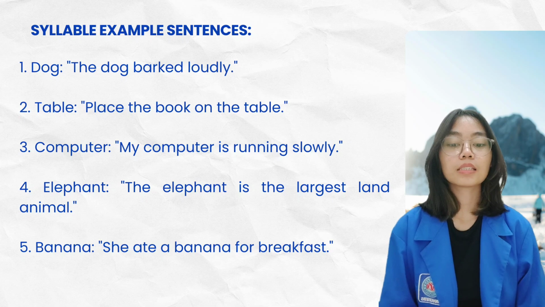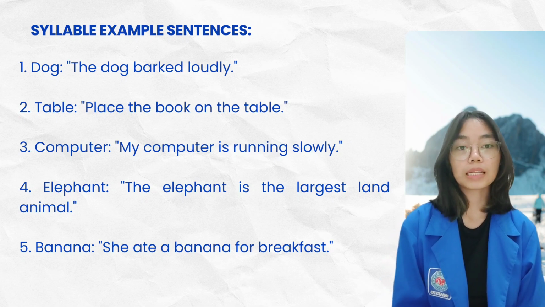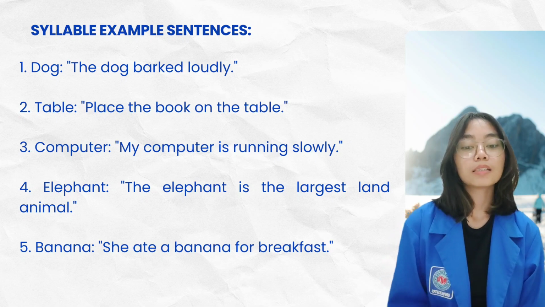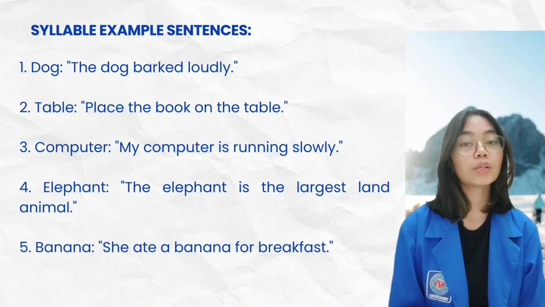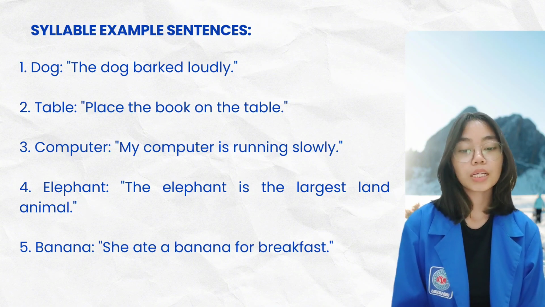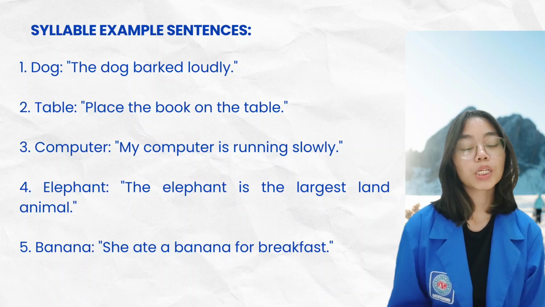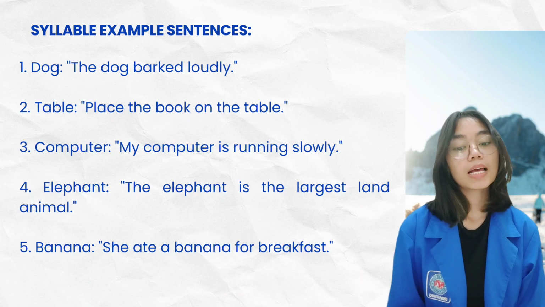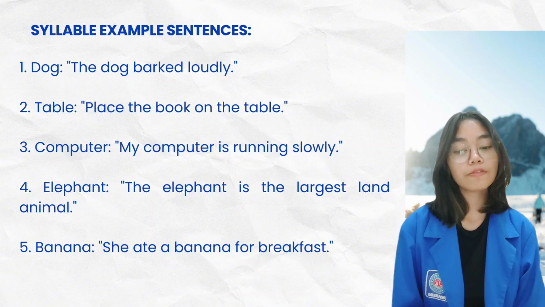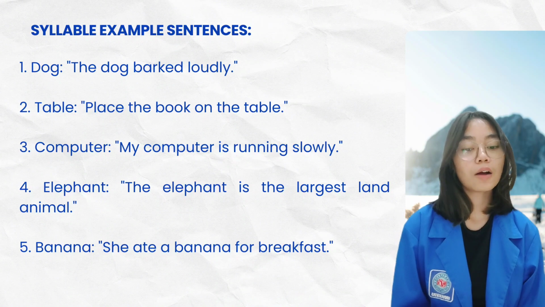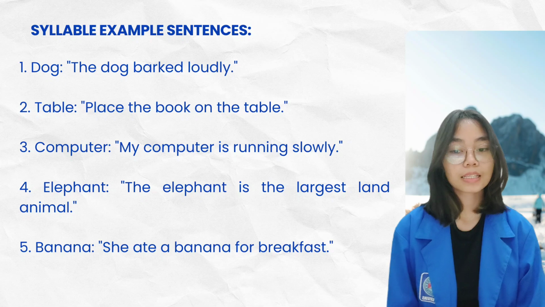Next, there are syllable example sentences. Number 1, the dog barked loudly. Number 2, place the book on the table. Number 3, my computer is running slowly. Number 4, the elephant is the largest land animal. Number 5, she ate a banana for breakfast.